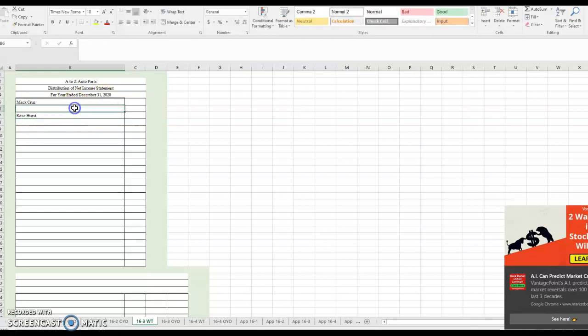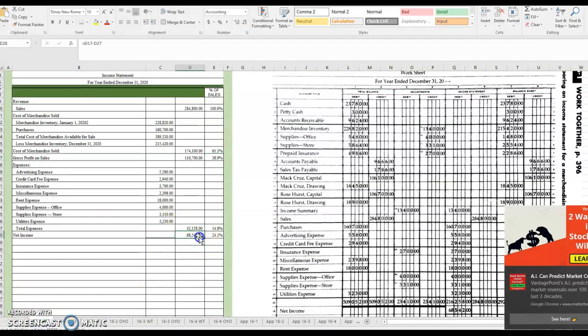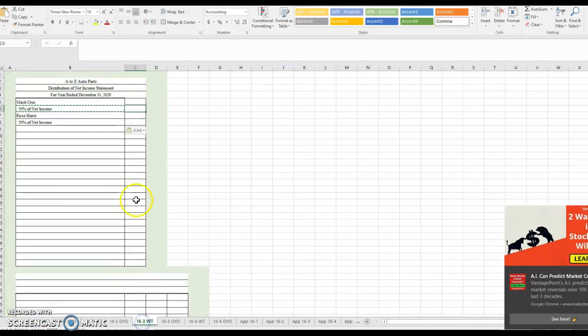Okay, now, what we're going to do is we're going to give Mark 50% of the net income, and we'd give Rose hers. Now that's their partnership agreement. They split it. Some businesses may be different, but that's what we do here, 50%. So we took the net income from here. Their net income was $68,542, and that's what we're basing this off of. Half of that is $34,271.